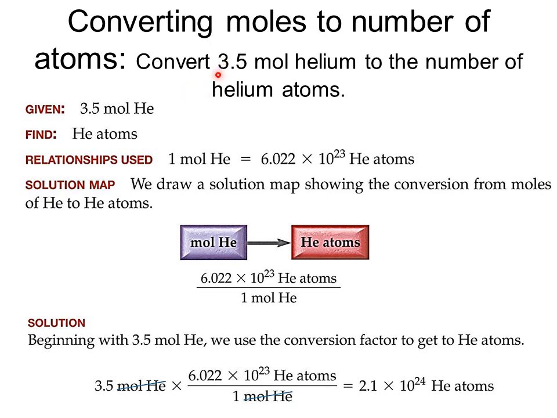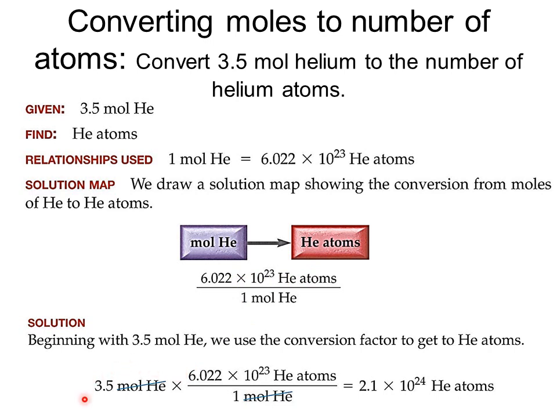Convert 3.5 moles of helium to the number of helium atoms. We are given 3.5 moles of helium, and what we want is the count. Here's the relationship: 1 mole is equal to 6.022 times 10 to the 23. The map looks like this. Start with the given moles of helium and end up with a count using this conversion factor.